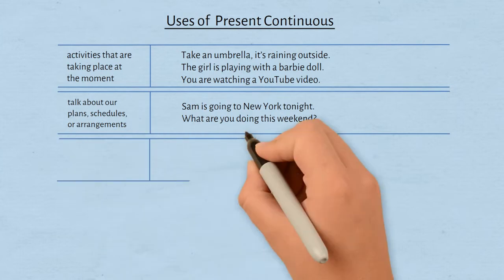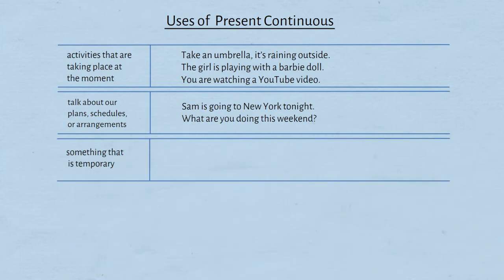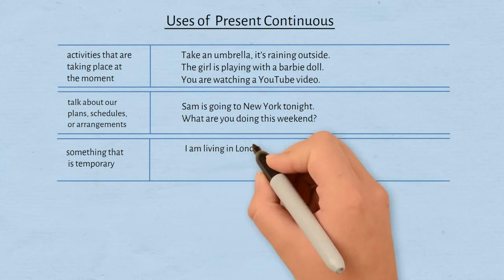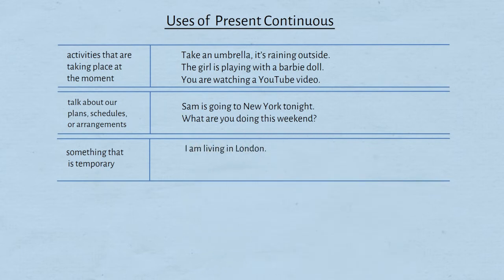We can also use this tense to talk about something that is temporary. I am living in London, so my company has sent me to London on deputation, and I will return as soon as the assignment is complete. Next, the lady is talking on the phone. The activity will end when the call is disconnected. Both the sentences above describe something which is temporary and will change in the future. We can use the present continuous tense to talk about them.